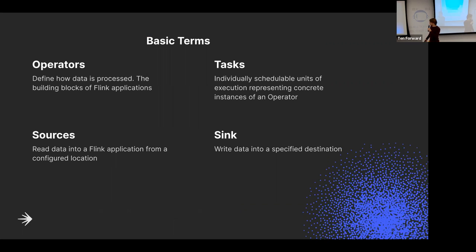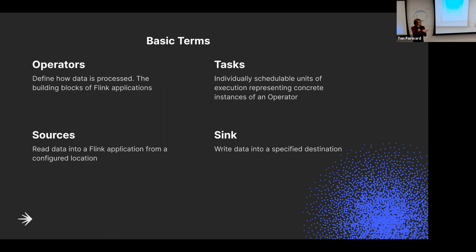Some basic terms that I'll be referring to throughout the presentation, and sorry to bore anyone who already knows Flink. We have operators. This is the logical unit of defining how data is transformed or processed, basically the code of your Flink application. Tasks are scheduled units of an operator, so this is basically a concrete instance of a Flink unit of work. Sources are the things that read data out of your data source, and sinks are the tasks that are writing to your destination.